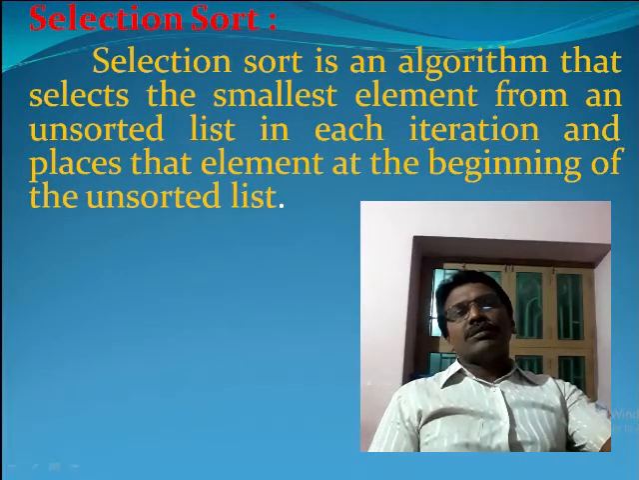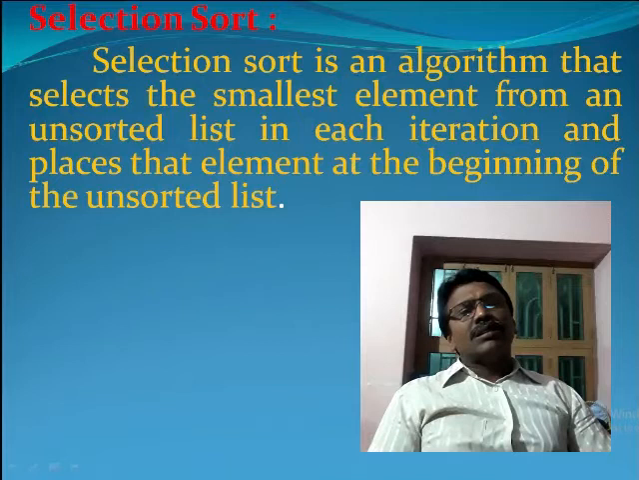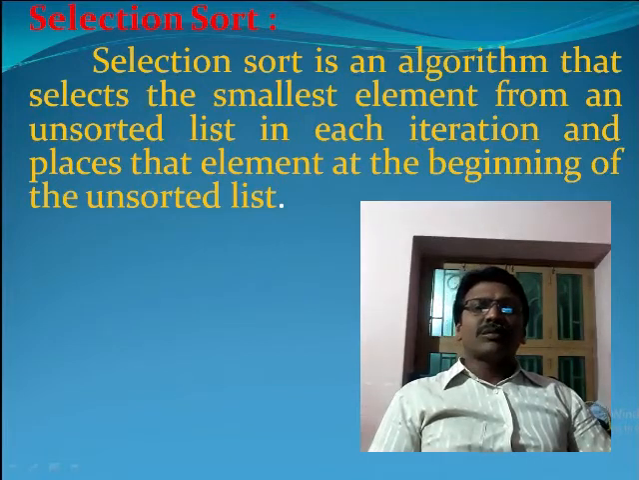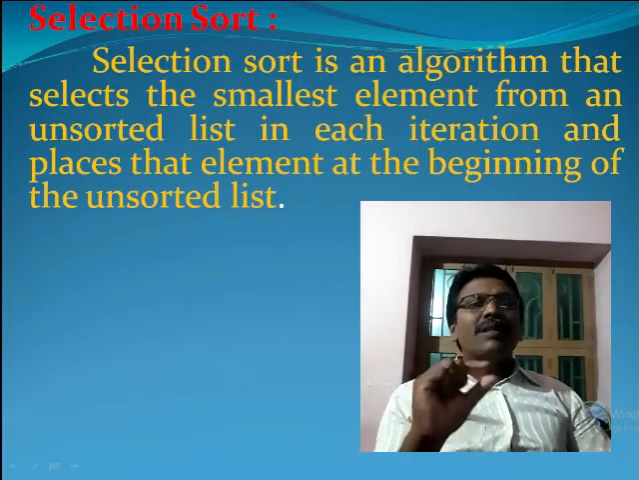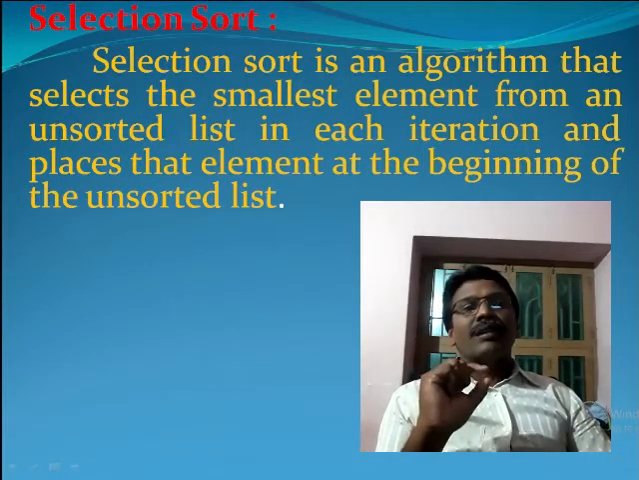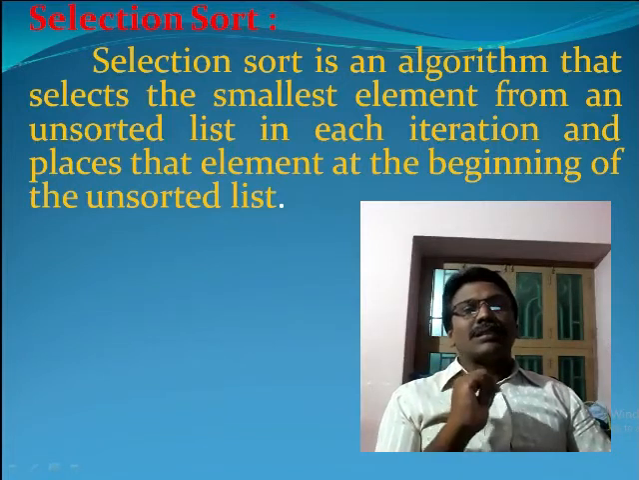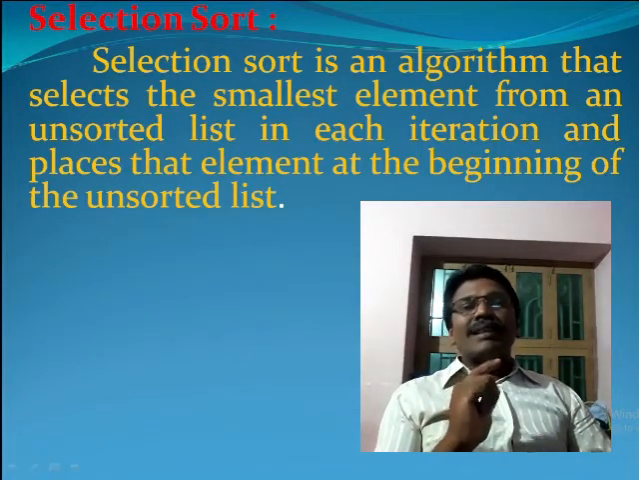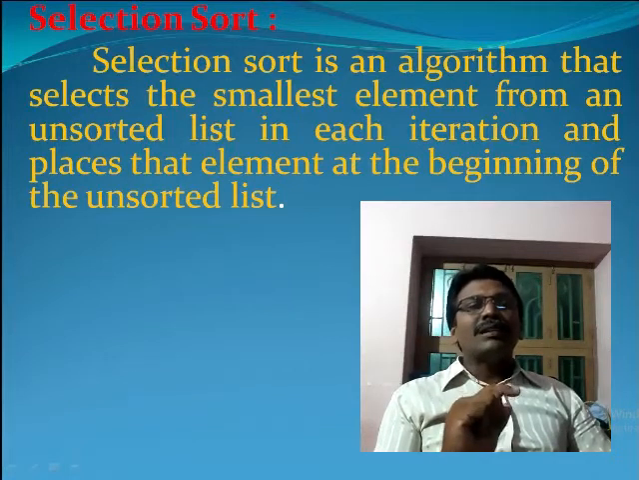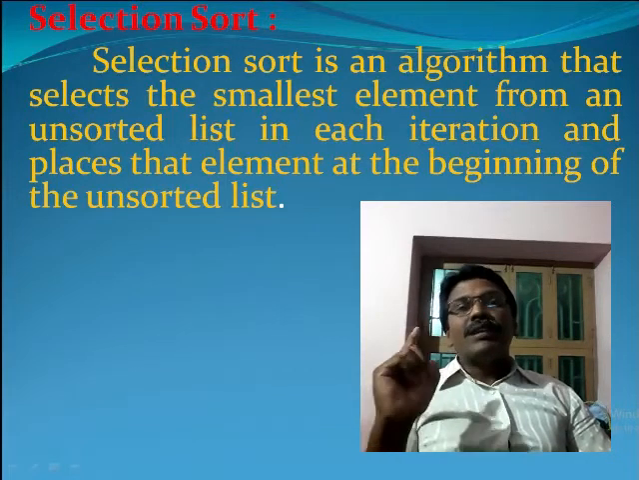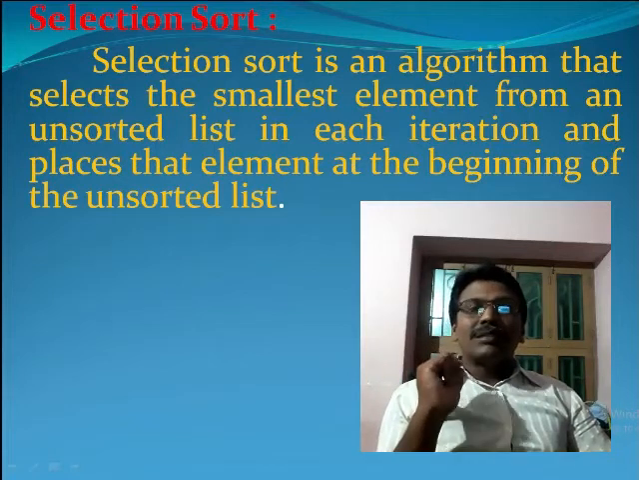First of all, what is the technique it follows, or what is the definition of selection sort? Selection sort is an algorithm that selects the smallest element from an unsorted list in each iteration, and places that element at the beginning of the unsorted list.